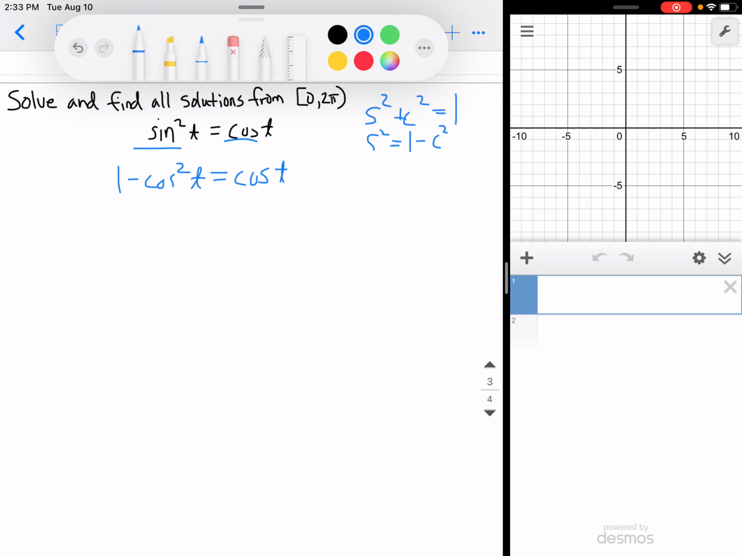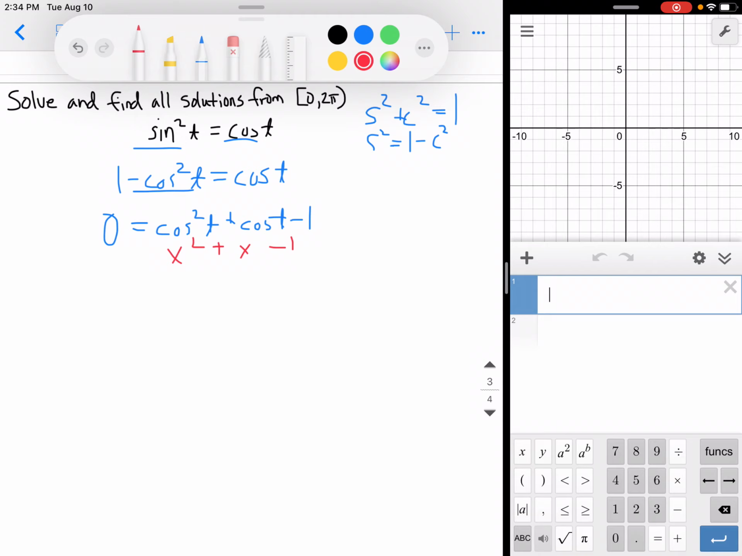Now the next step is to get all this on the same side of the equation. So I'm going to have 0 equals cosine squared t plus cosine of t minus 1. The reason I did it like this is I wanted to make sure that this term was positive. Now here's what we have: a hidden, embedded quadratic function right here. To make life a little bit easier, because this won't factor nicely, let's go to a graph and have it help us solve it.